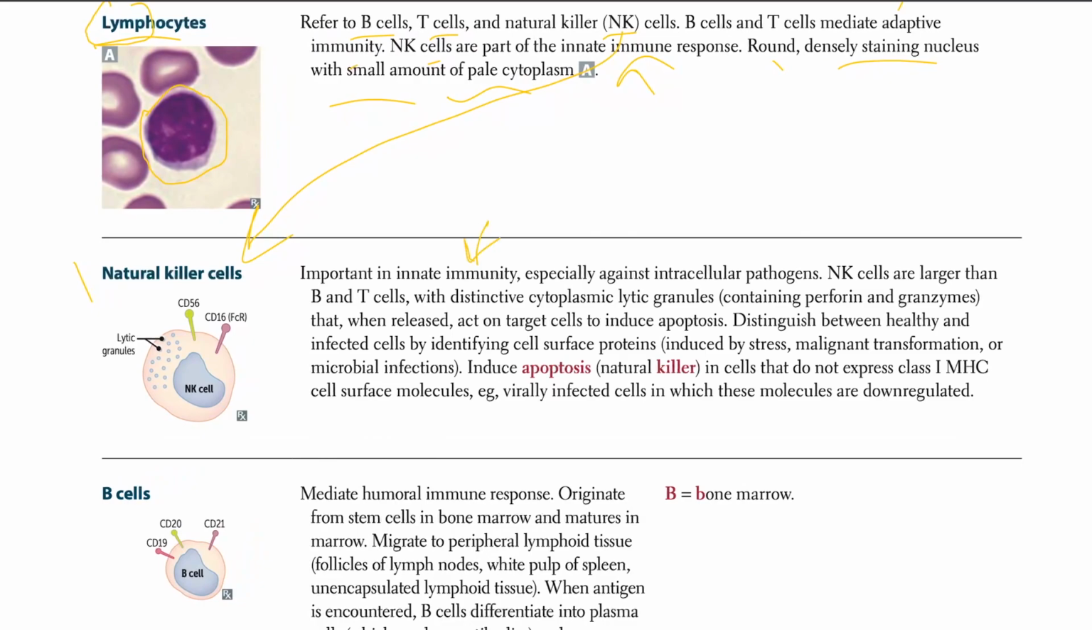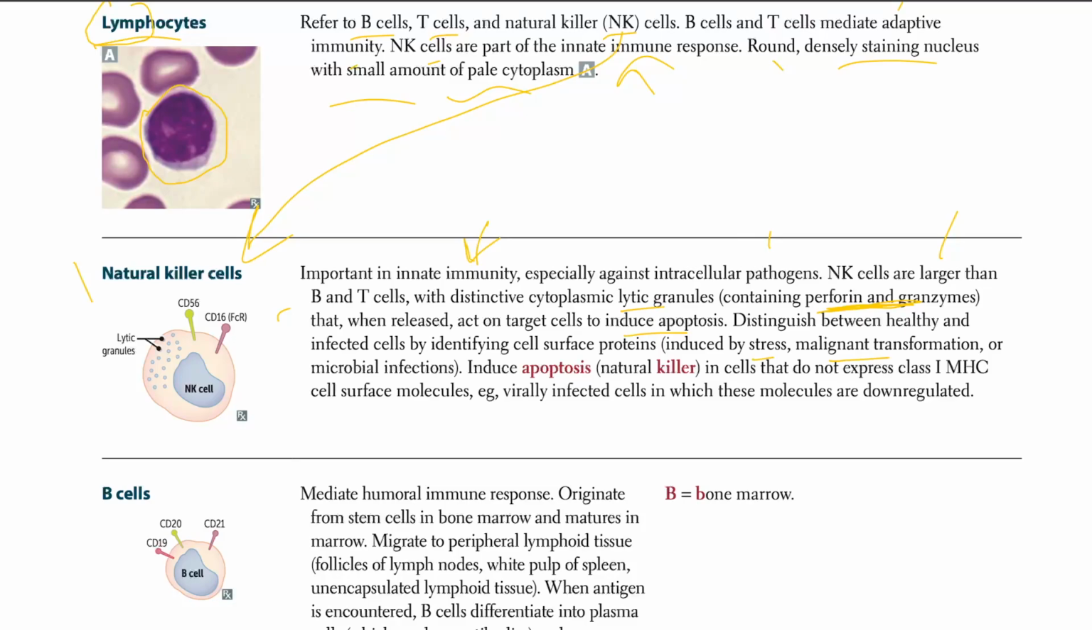Immunity, especially against intracellular pathogens. NK cells are larger than the B and T cells, with distinctive cytoplasmic lytic granules containing perforin and granzymes that, when released, act on a target cell to induce apoptosis. They distinguish between healthy and infected cells by identifying cell surface proteins induced by stress, malignant transformation, or microbial infection.